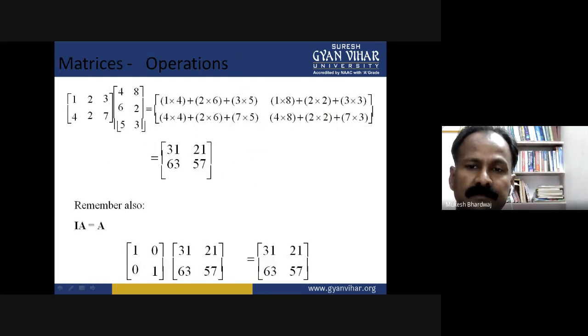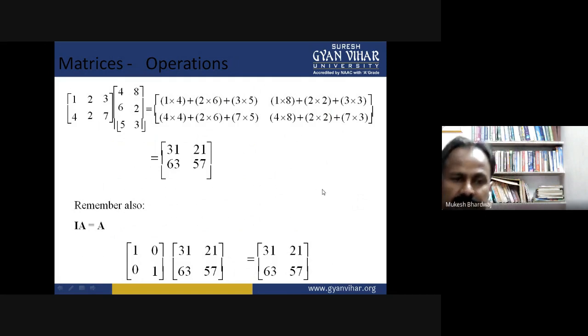For example, a matrix A having elements 1, 2, 3 in the first row. In the second row, the elements are 4, 2, 7, and the second matrix B having the elements in the first row 4, 8, in the second row 6, 2, in the third row 5, 3. So they need to get multiplied.